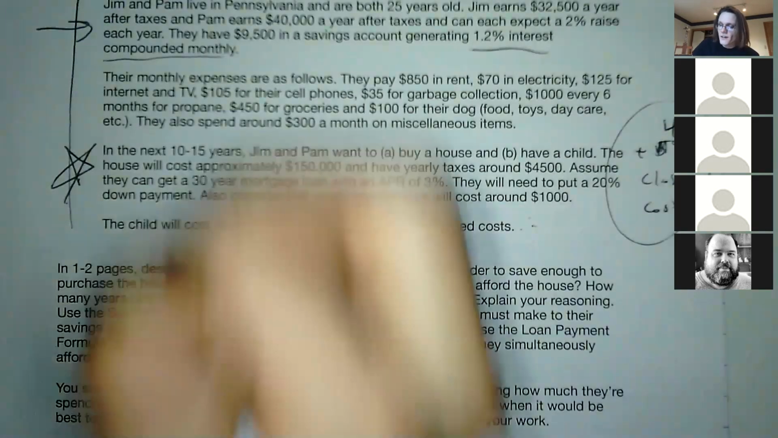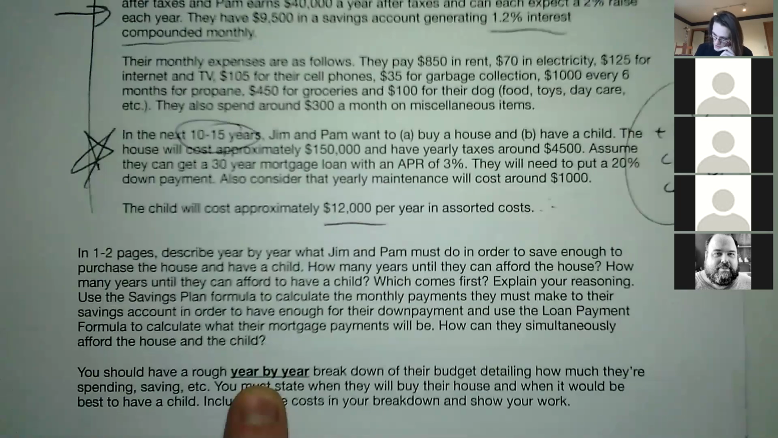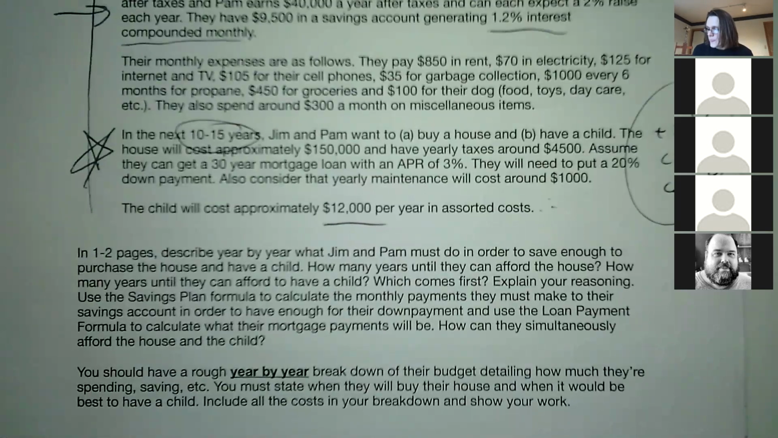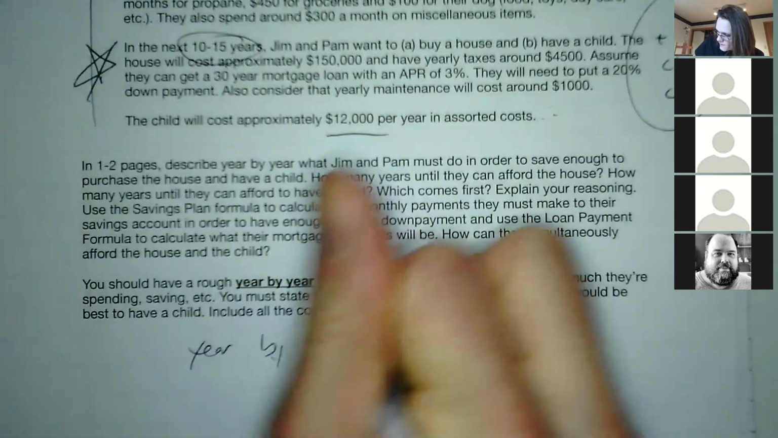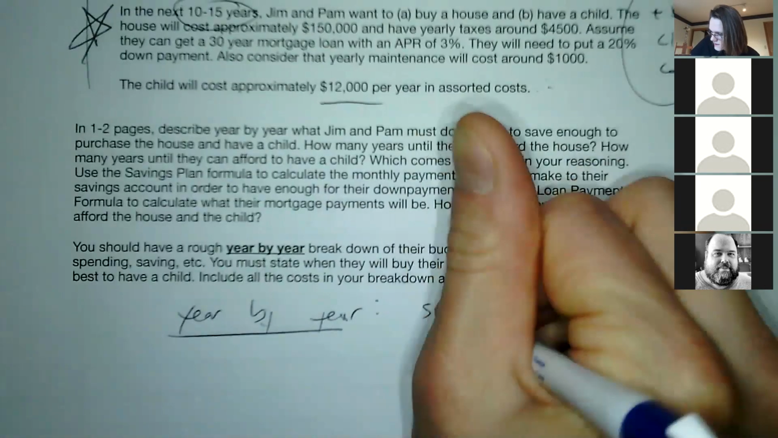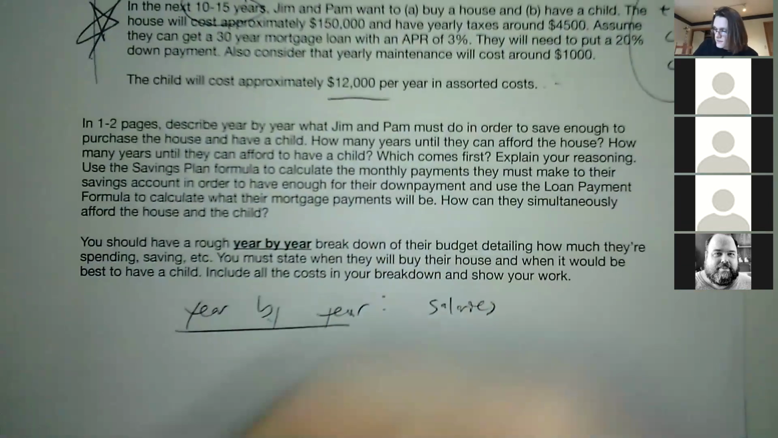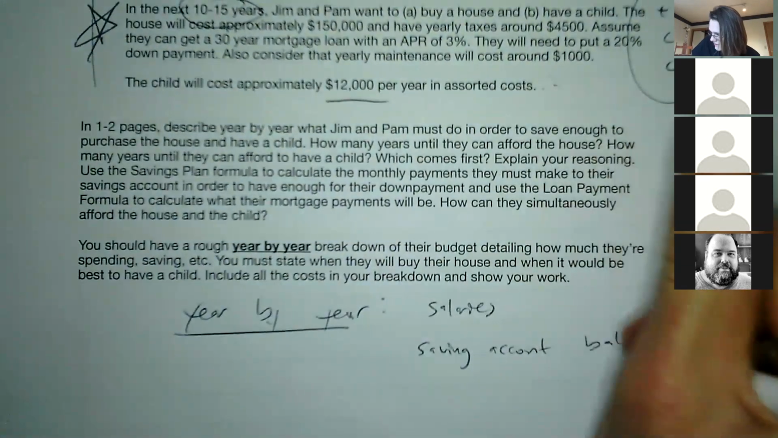So you have about 10 to 15 years. I want you to have it all fit into that, all right? And as I said, I want a year by year breakdown. So every year I want you to tell me kind of a gist of what they're doing. In detail, tell me what their salaries are. So year by year, at the least, you should be telling me what their salaries are. You should be telling me what their savings account balances are.